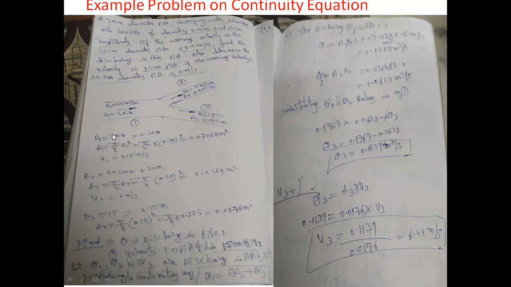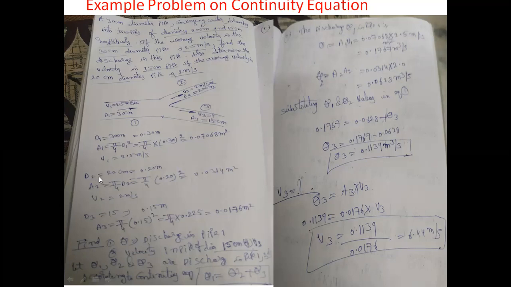Now find out the area of pipe 1. Area A1 equals π/4 D1 squared, equal to π/4 into 0.30 whole squared. The area of pipe 1 is 0.07068 meter square. Velocity at pipe 1, V1, equals 2.5 meters per second.